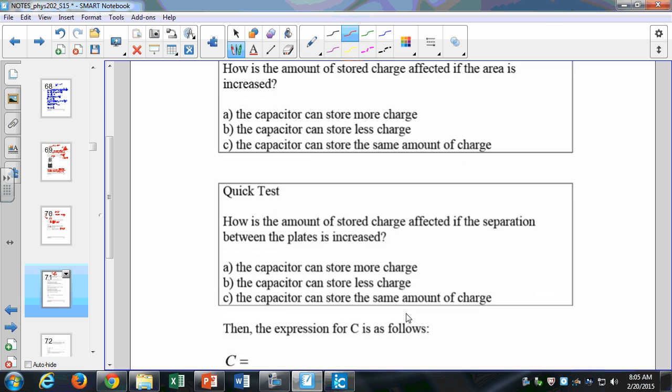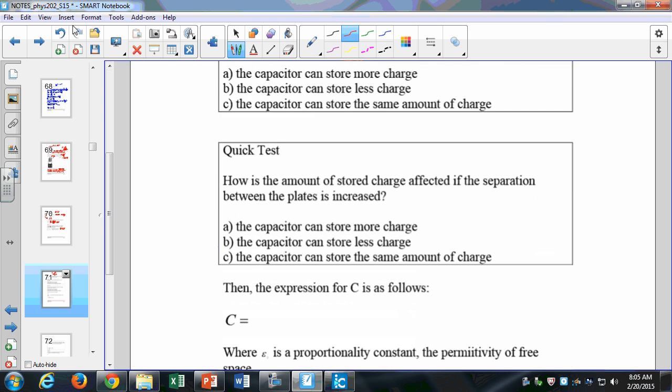Let's see how we do on the next one too. If you pull those plates apart, how is the amount of charge stored affected? Instead of having them this close, if I pull them further apart, how is that going to affect the amount of charge that the capacitor can hold?